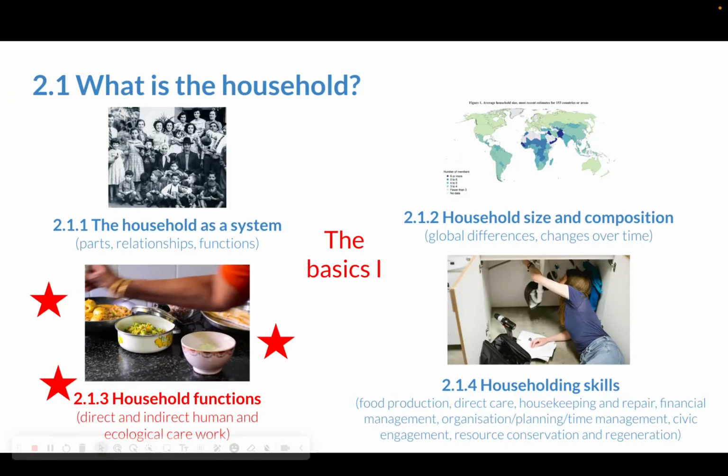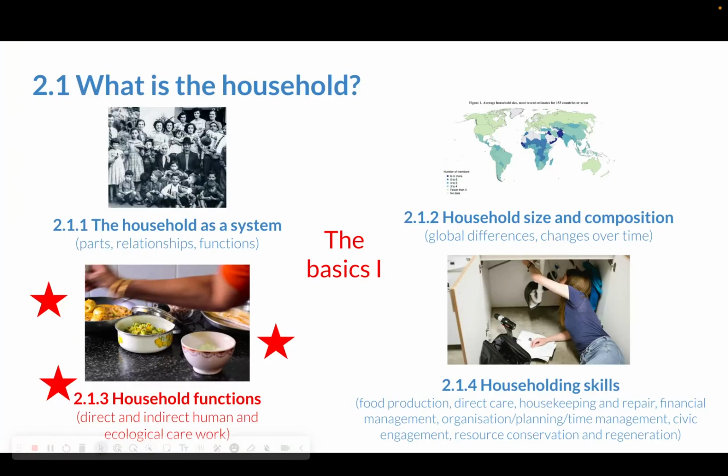I've got this in red with stars around it because if you have time to only do one thing, my recommendation would be to take up this topic so that students become much more aware of the vital role of households in the economy and for human well-being.